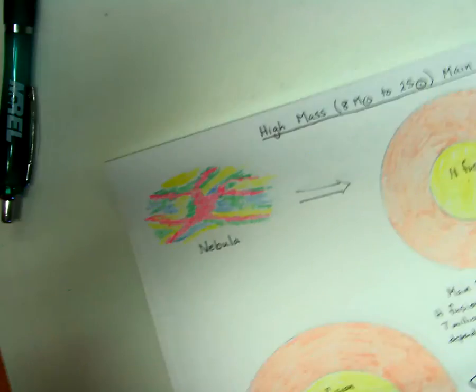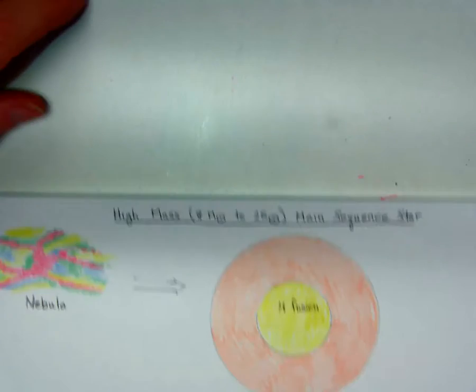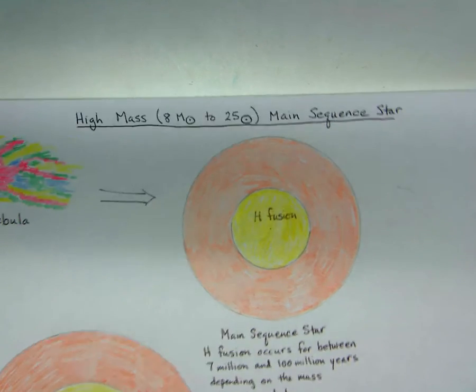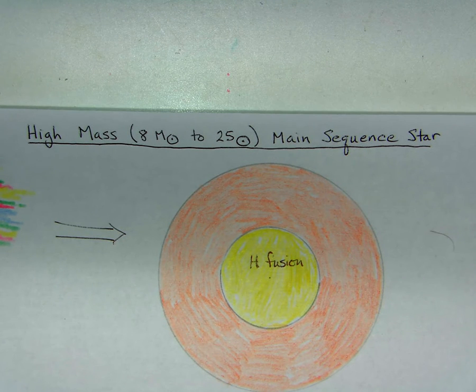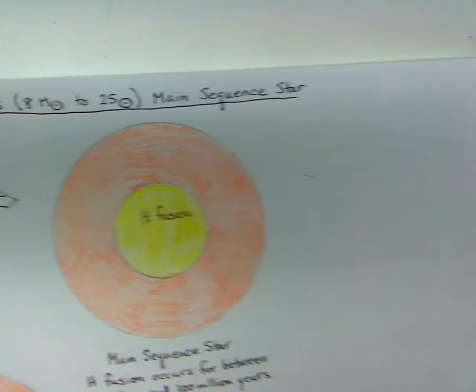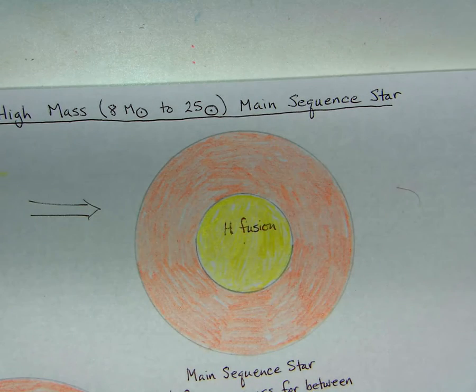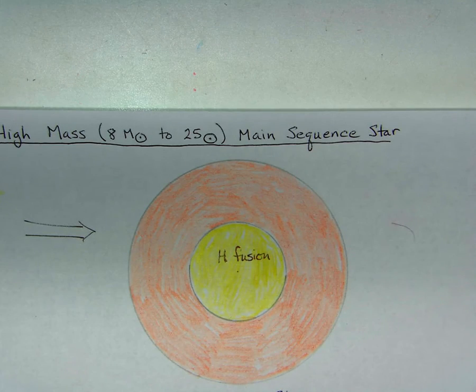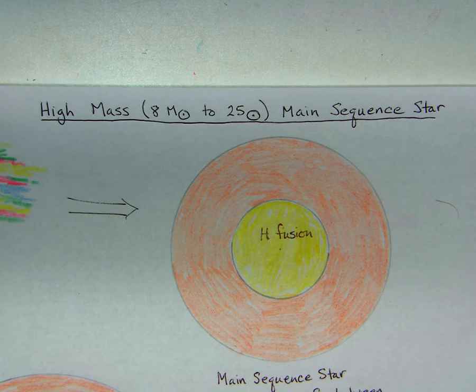Okay, so with that, I'm going to turn the document camera. And you may need to pause this playback, and you can do that as much as you need to, but I would like you to draw the whole sequence here, and then I'm going to have you turn it in. Okay, so the ones that we're talking about are the high solar mass main sequence stars, so 8 solar masses all the way up to 25 solar masses.